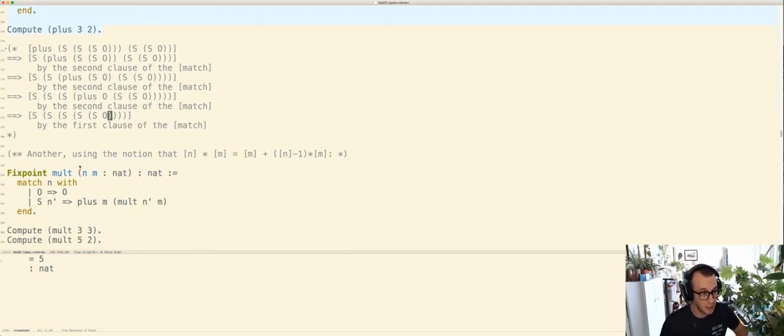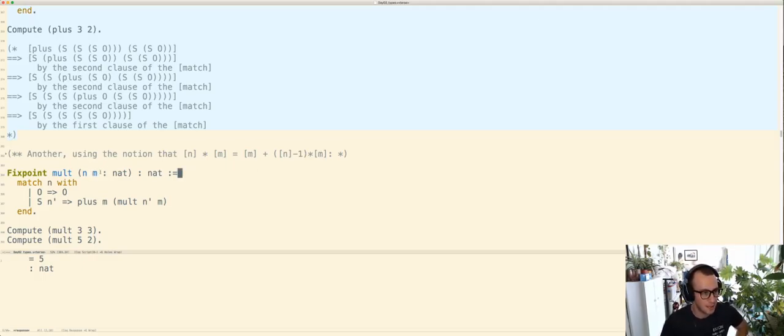Okay, here's multiplication, which we're going to define in terms of addition, which is how you did it maybe in first grade or whenever you learned about multiplication. N times m is m plus (n minus 1) times m, right? Multiplication is just iterated addition. So here's us doing that.